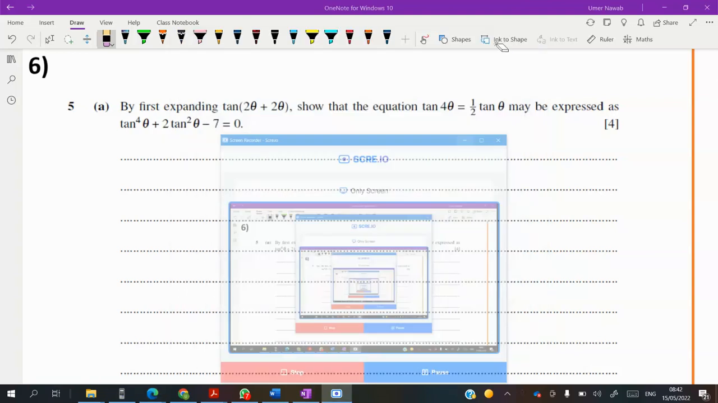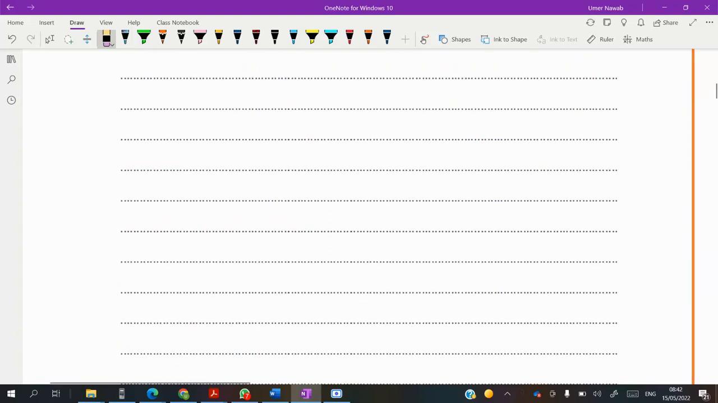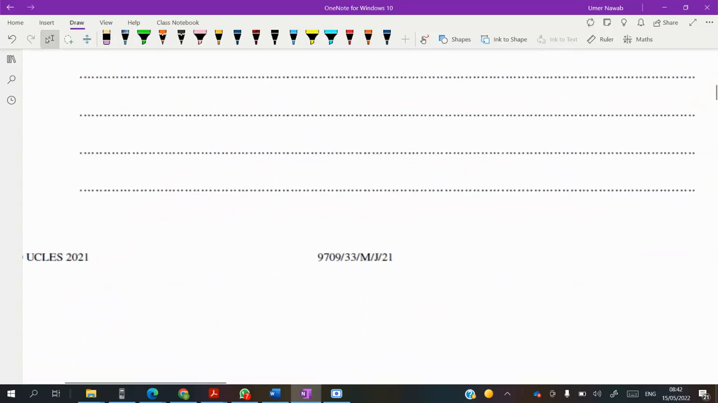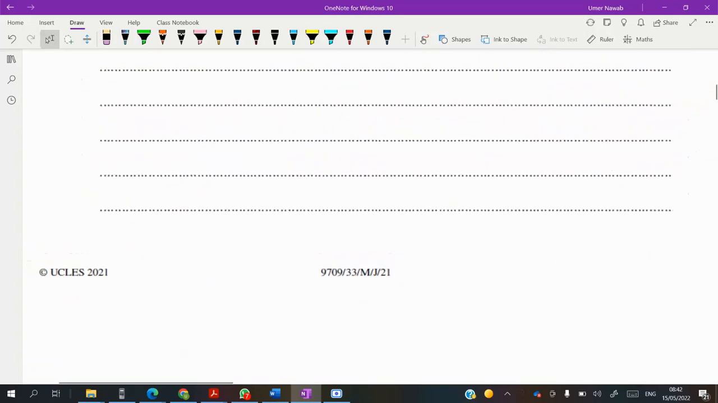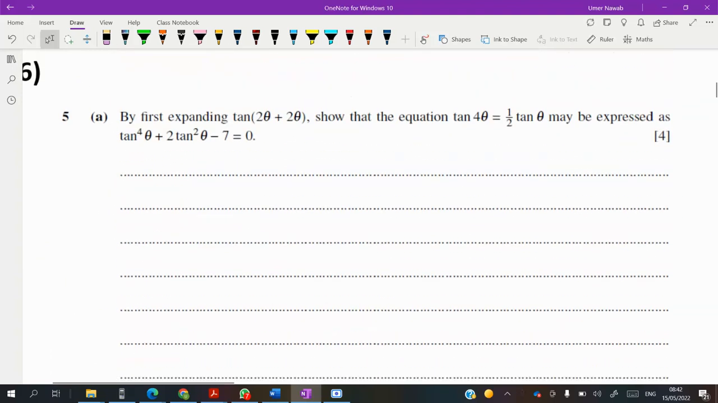Assalamu alaikum, students. Today I just came with a trigonometry question, and this question came in 2021, variant 3 of paper 3, May June. So let's look into this question.